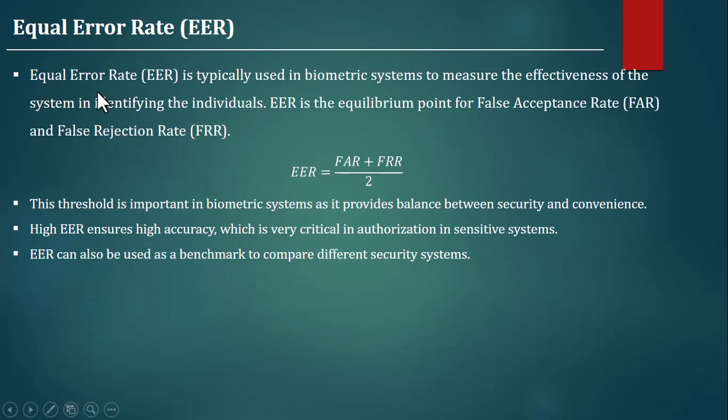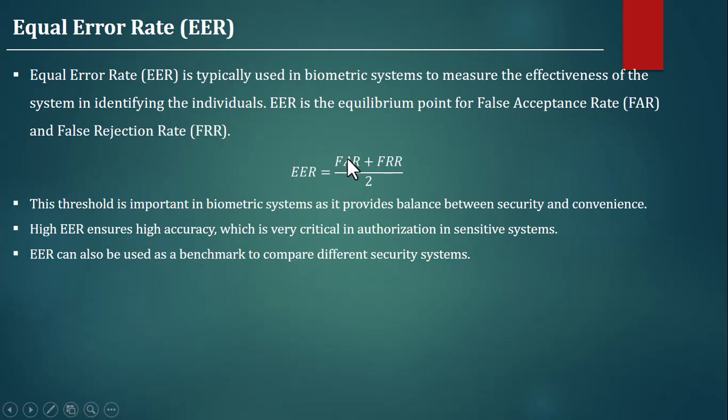Equal error rate. Equal error rate is typically used in biometric systems like face recognition, fingerprint recognition, voice recognition. Right? In such biometric systems, normally equal error rate is used, and it will effectively measure the efficiency of the system. So EER, that is equal error rate, is the equilibrium point for false acceptance rate and false rejection rate. So what are these terms?